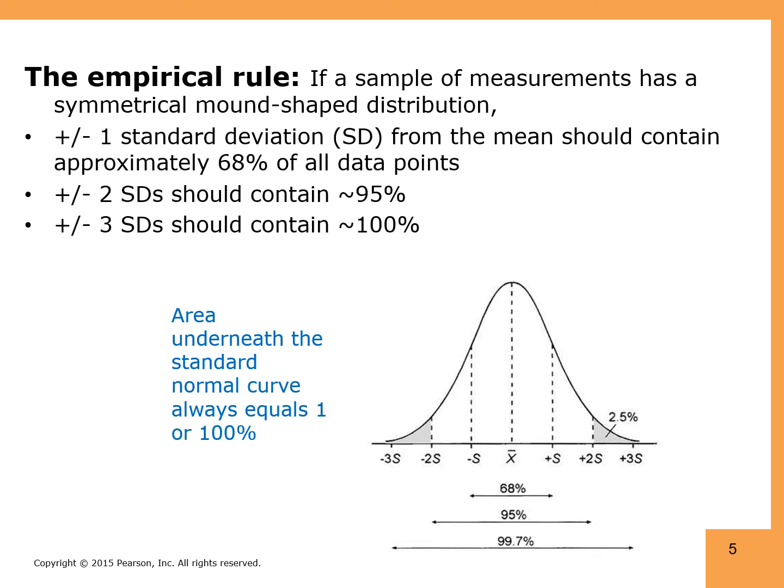Here's an empirical rule that may come in handy later. Basically, what the empirical rule says is that when you have a sample of measurements that has a symmetrical mound-shaped distribution, in other words, a normal distribution, then you have this rule. If you're 1 standard deviation away from the mean, then all of this area underneath the mound contains about 68% of all data points.